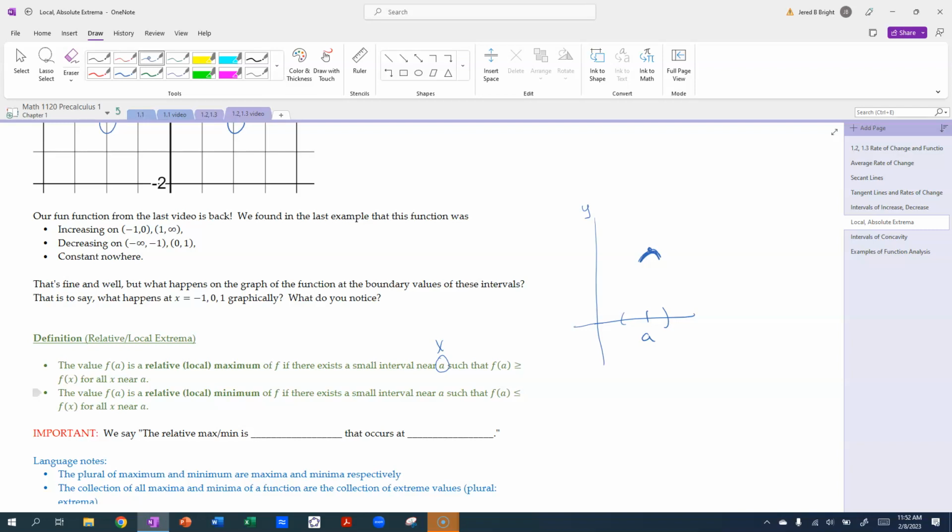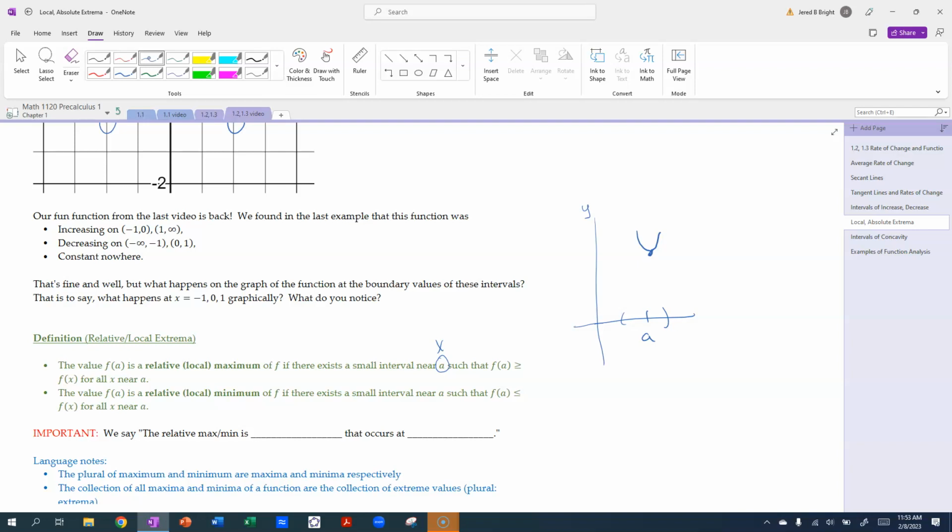And similarly, local minimum would be the same idea. It's just instead of everything being smaller than it nearby, everything would be bigger than it nearby, right? So local min would occur in this sort of case.